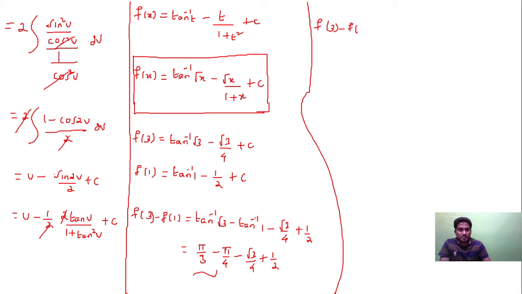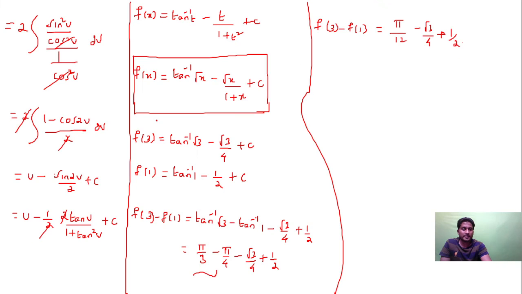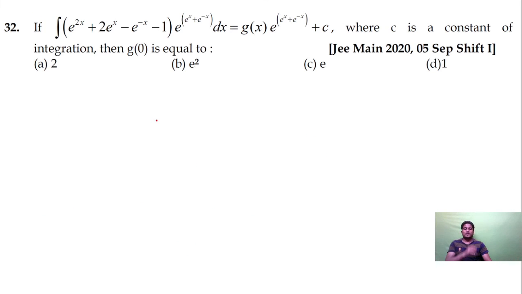So f of 3 minus f of 1 is equal to, take LCM 12, so this is pi upon 12, minus root 3 by 4 plus 1 by 2. That's the answer, guys. Pi upon 12 minus root 3 by 4 plus 1 by 2. Answer is option D. Right, let's move to the next question, guys.